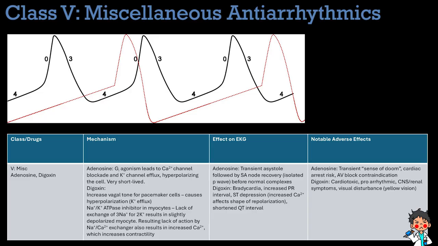Now, even though they have very, very different mechanisms, they actually end up having similar effects on the pacemaker and cardiac action potentials. So adenosine agonizes Gi coupled receptors, which leads to calcium channel blockade and potassium channel efflux, which, given that the starting state of a cell is high in potassium with a low charge, if I efflux a bunch of potassium, that means I'm hyperpolarizing the cell.